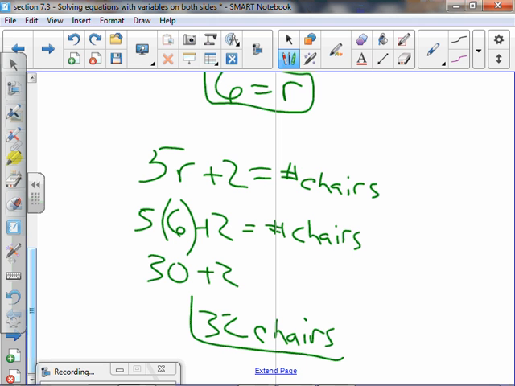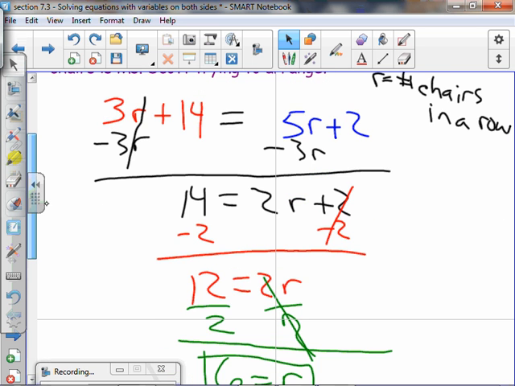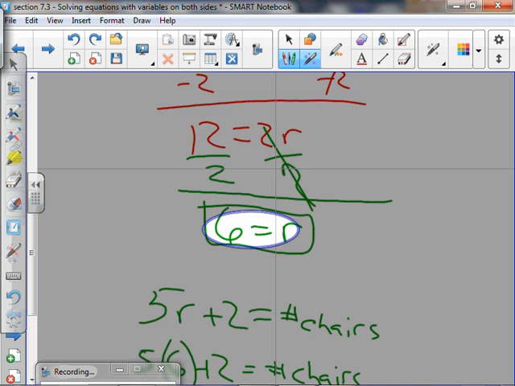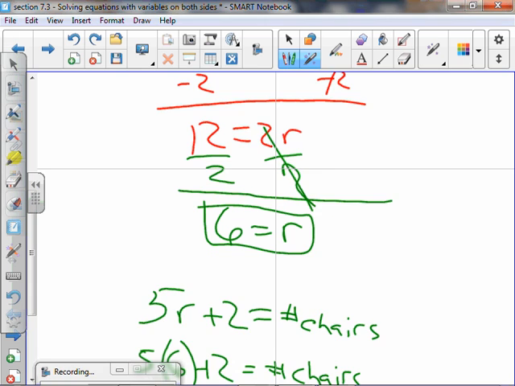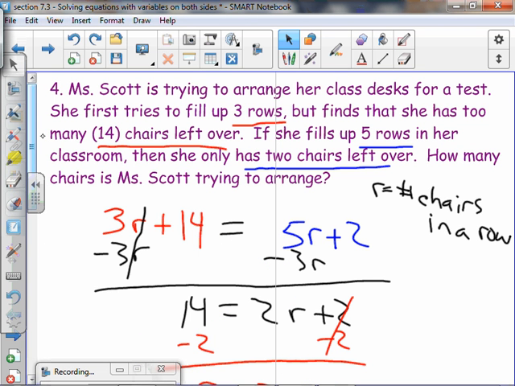You have to be very careful to read the question, make sure you are answering the correct question, and do not believe that once you find the value of a variable, like we did right here, just because we find a variable doesn't mean we're done. You have to go back to the question, reread it, make sure you've actually answered the question, and that your answer makes sense. If you tried to tell me that there are 6 chairs total, instead of just 6 chairs in a row, then this would not make sense over here.